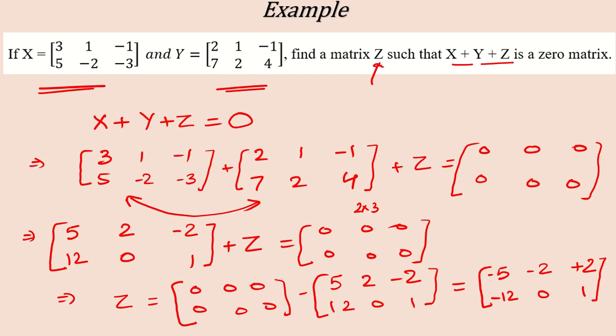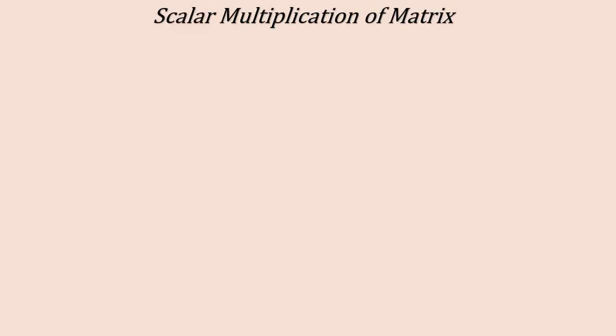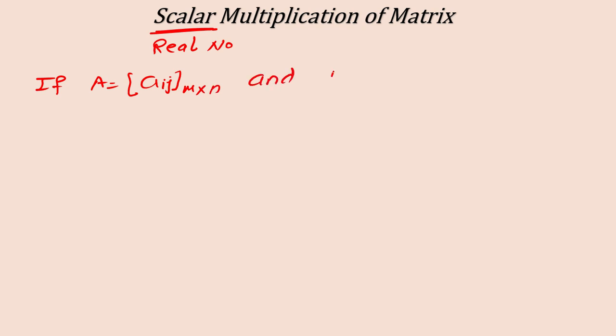Okay, now let's talk about some multiplication type question, like scalar multiplication of a matrix. Scalar means any real number. Scalar multiplication means if you multiply a matrix with a real number, then what will happen? So, if A is equal to [aij] be any matrix of order m by n and k be any real number, then if you multiply this matrix A by k, then what will happen? Every element of the matrix will be multiplied with the same constant.